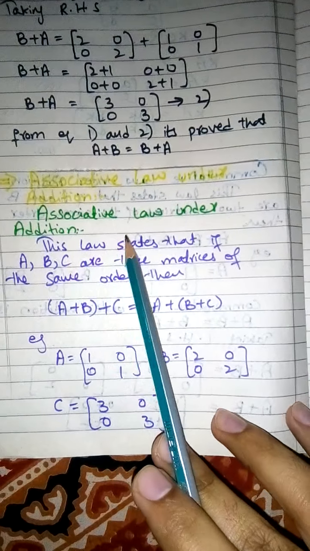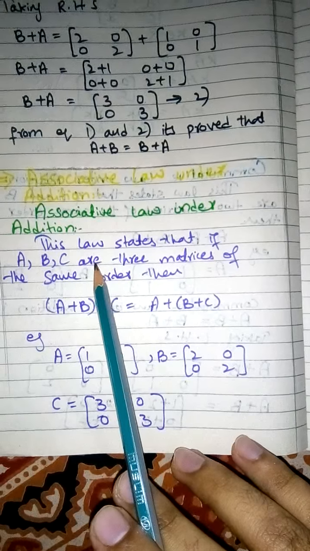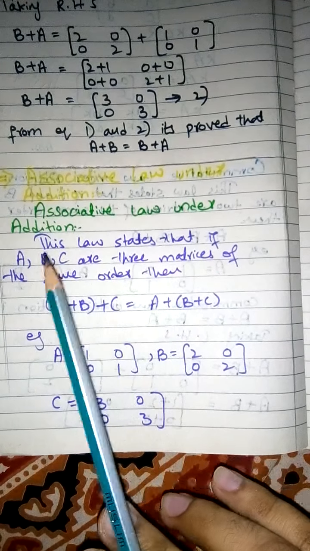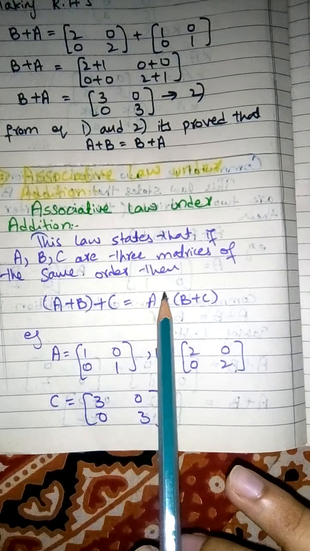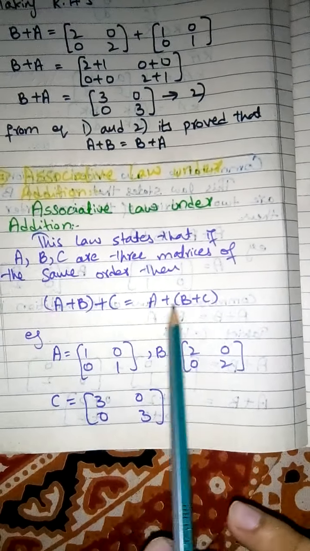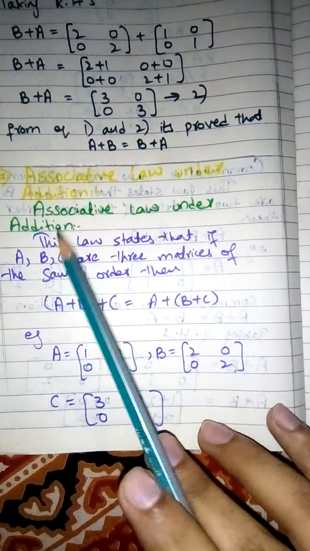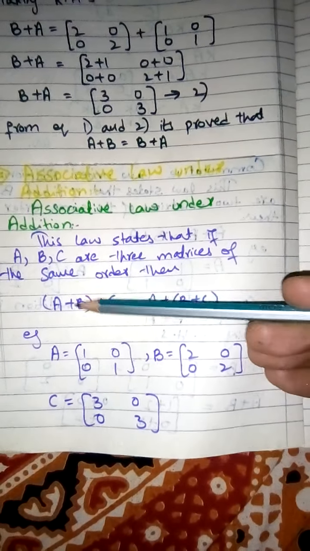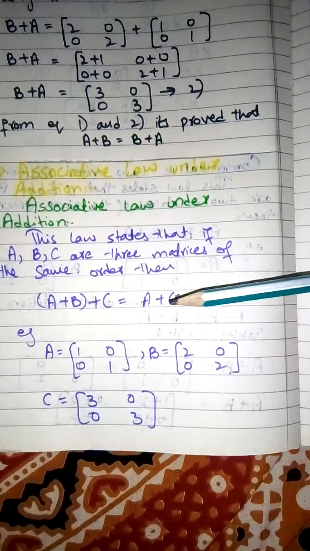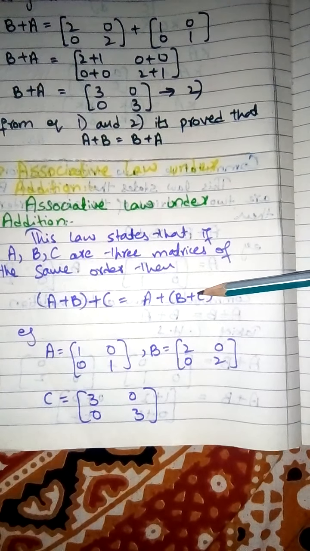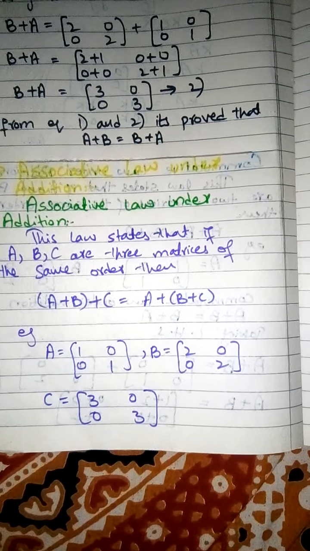According to the definition, this law states that if we have three matrices A, B and C, all of the same order, then (A + B) + C equals A + (B + C). What does it mean? This means that if we have three matrices of the same order, and we add the first two matrices and then add the third matrix to that sum, or we add the last two matrices and add the first matrix to this sum, the answer will be the same.